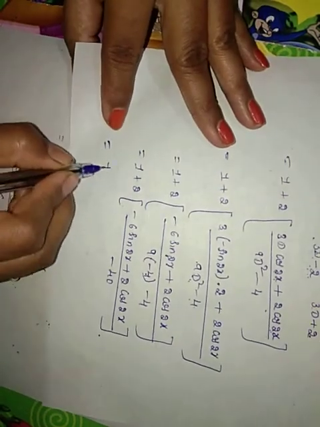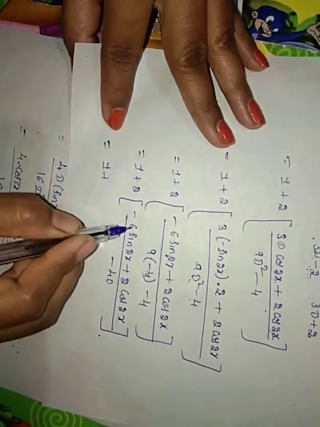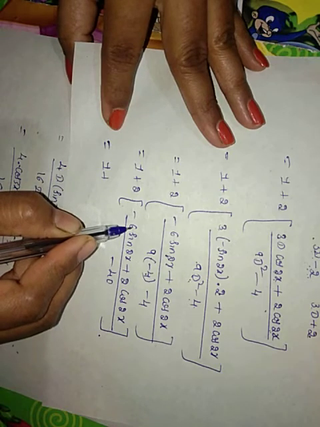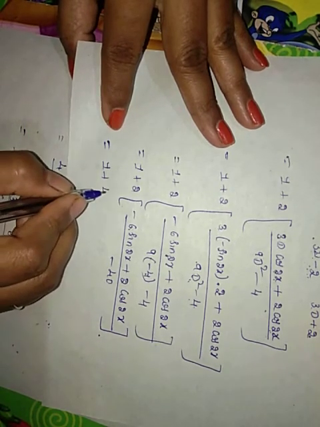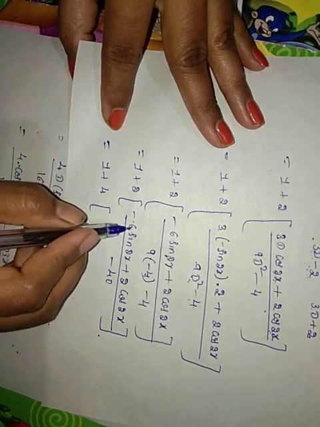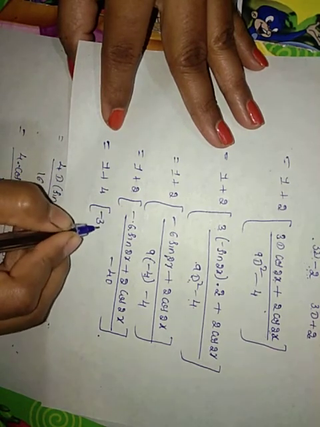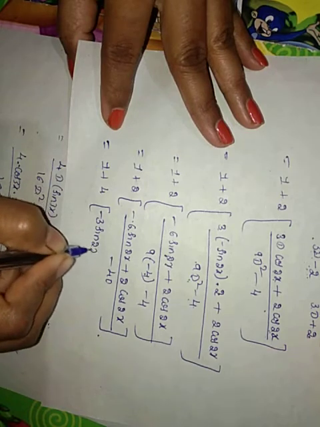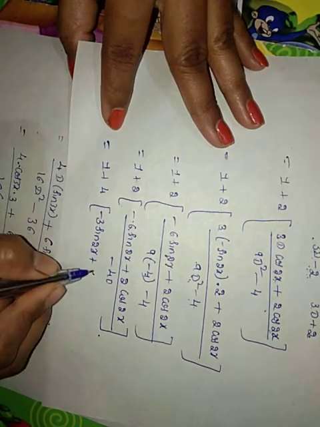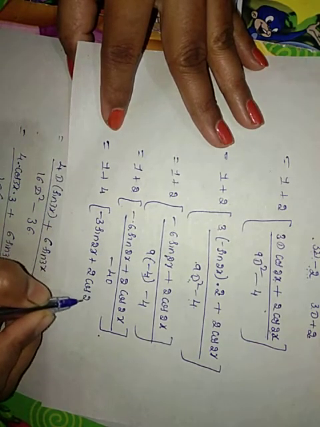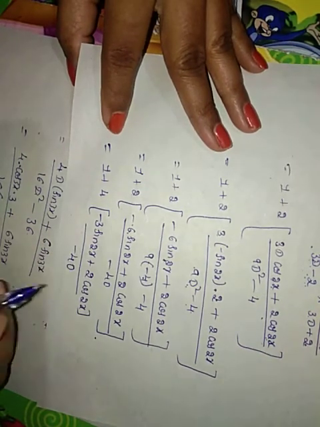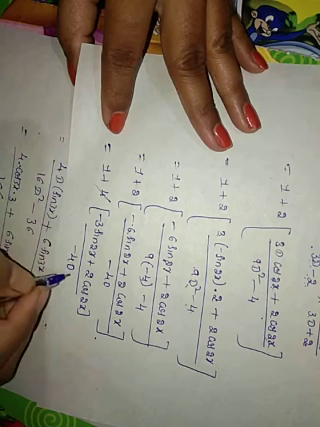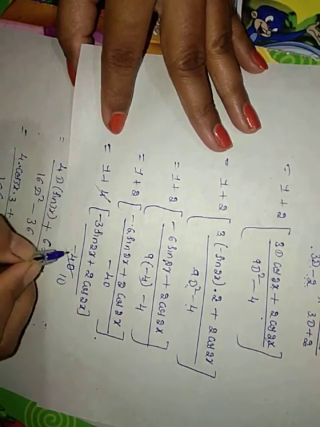That is equal to 1 plus 2 minus 6. Take a 2 common outside. 2 into 2 becomes a 4. When you take a 2 common, it becomes minus 3 sin 2x plus 2 cos 2x divided by minus 40. Here it is a minus sign.